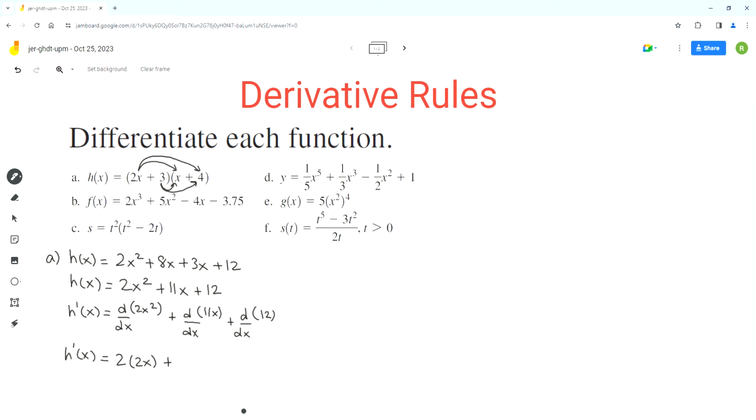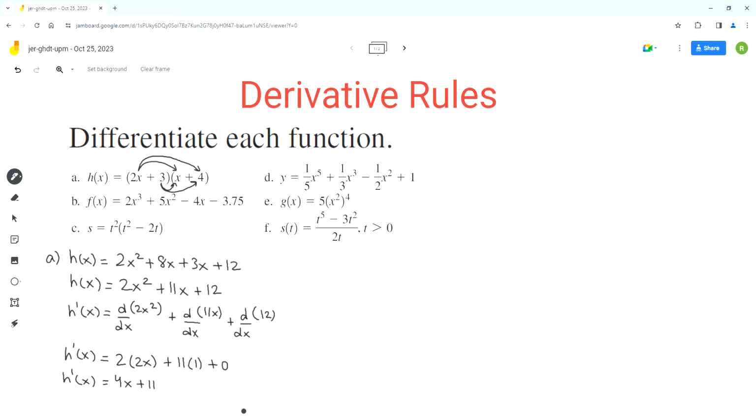Plus, now here again we have to use the constant product rule. So we can move 11 to the front, and the derivative of x will just be 1. And now the derivative of 12 will be equal to 0 because 12 is a constant. So we get h prime of x equals 4x plus 11. So this should be the final answer for part A.